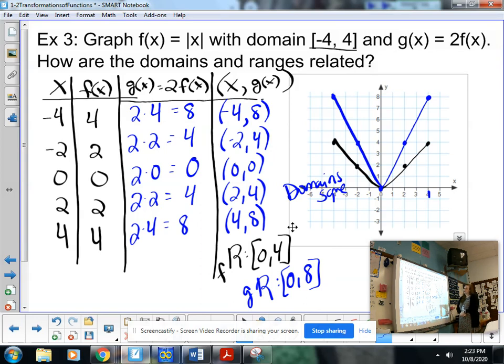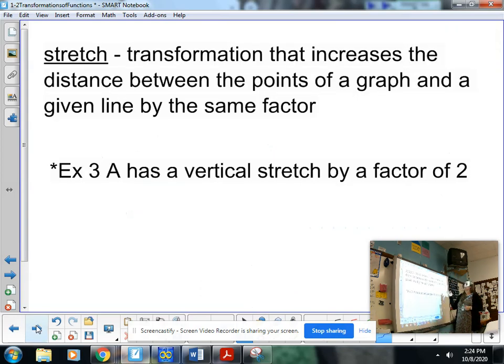So notice that the range of g is actually twice as big as the range of f, which makes sense because I have this 2 multiplied on the outside. When you multiply the function by some number, you are actually stretching it in the vertical direction. So you're going to be increasing the range. Both of the slopes here are going to be much more steep than they are with the black parent function. So this was a stretch. It's some transformation that increases the distance between your points by a given factor. So the example we just did has a vertical stretch by a factor of 2.